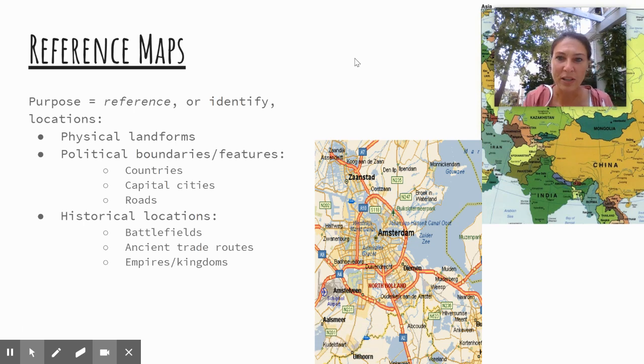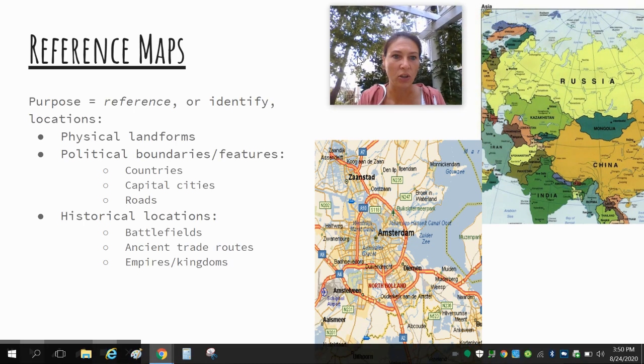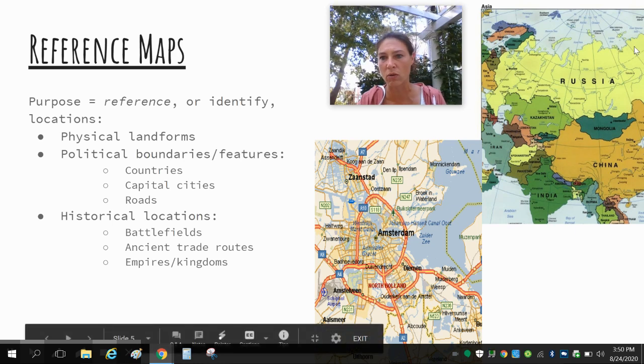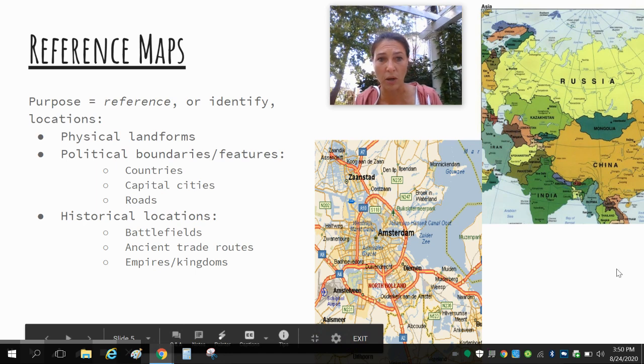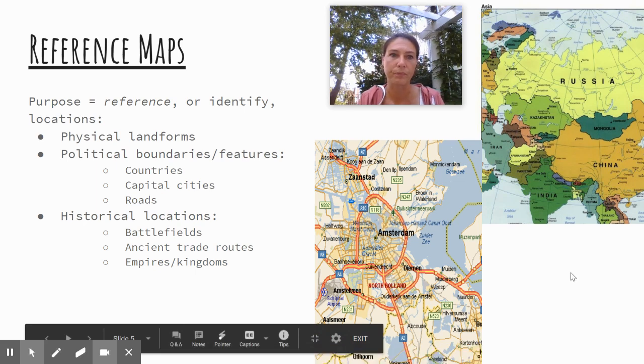Okay, reference maps, again, these are the maps that are used for reference. So you have political landforms, political boundaries, historical locations. Anytime you want general information about a place as a whole, this is the map that you might look at. So this is a road map down here, and this is just a general political map. If I was asking you, for example, to tell me where is India in relation to China, you'd be looking at a reference map to answer that question. So it helps you answer questions.